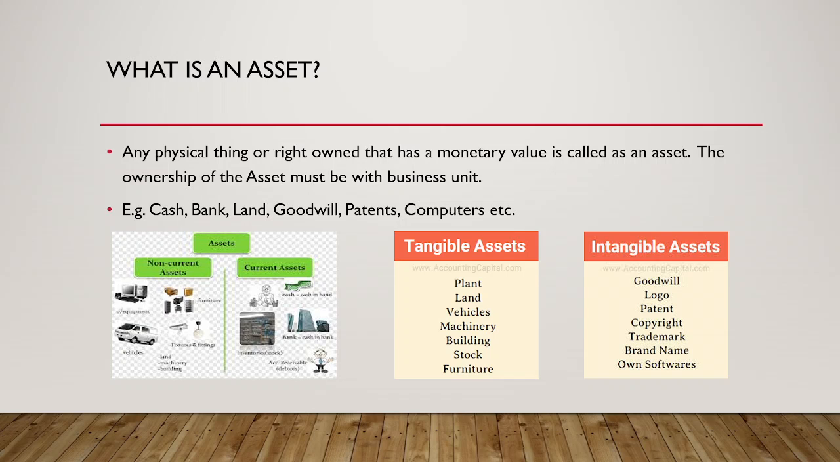Similarly, trademark, brand name, and own softwares also have some definite value. So now do you understand what is an asset? Assets are of two types: fixed assets or non-current assets, and current assets. Also there are two types: tangible assets and intangible assets.